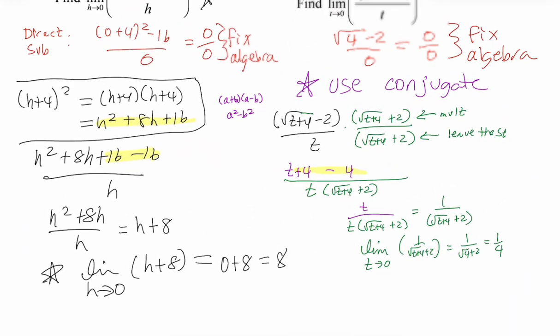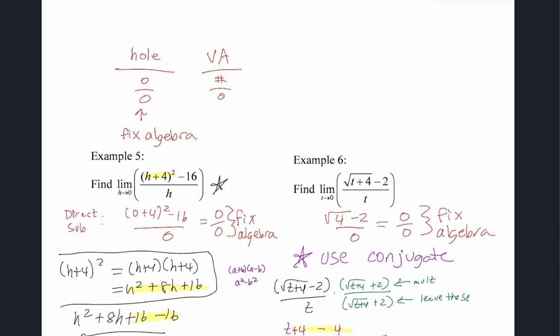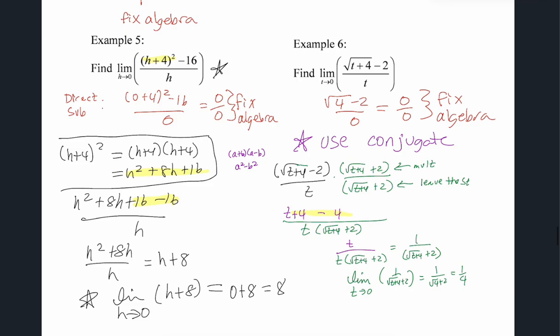Do we have any questions about example 5 or 6? You have to know the rule that when I try direct substitution, if I get 0 over 0, I have to fix the algebra. If I try direct substitution, I get a number over 0, I found a vertical asymptote. I cannot stress from now until May that rule you have to know. Excuse me. Everybody good with example 5 and 6? Good? Okay.